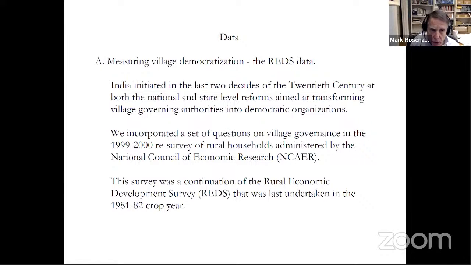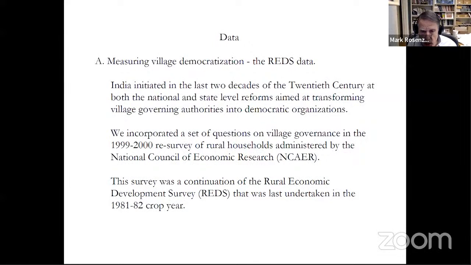All right, so what are our data? So the key feature of the data that we need is that we need a change to democracy. Okay, and that's exactly what has gone on in India in the last two decades of the 20th century, based on amendments at the state and national level.